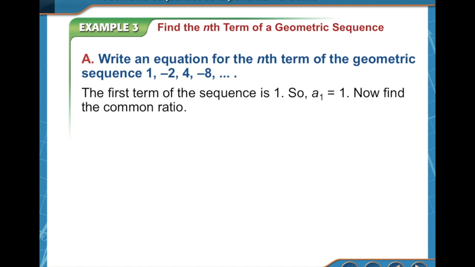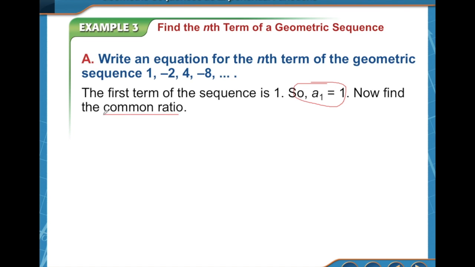They ask us to write an equation for the nth term for the geometric sequence 1, -2, 4, -8. So what is a sub 1? A sub 1 is the first term, which is 1. So we know that is true. That's already given. A sub 1 is 1.